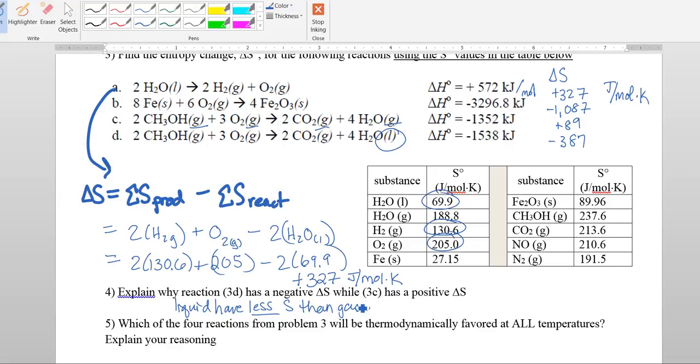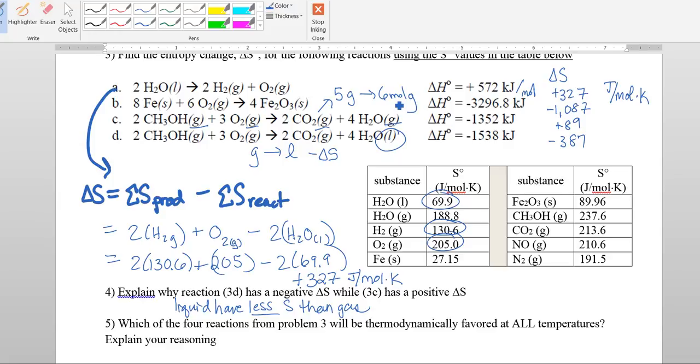So liquids have less entropy, so the change in entropy for D is going to be negative because you have all gases on your reactant side, but on the product side, some of them are liquids. So that's going to cause a decrease in disorder. So that's going to give you a negative S value. Whereas let's not forget C. Let's look at C. In C, you have 5 moles of gas on the left, and you have 6 moles of gas on the right. So everything's a gas, and you're increasing the moles, so that gives you a positive delta S value there.